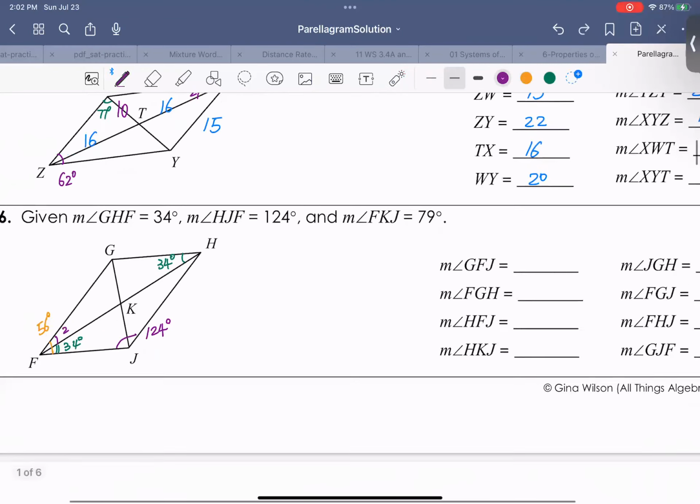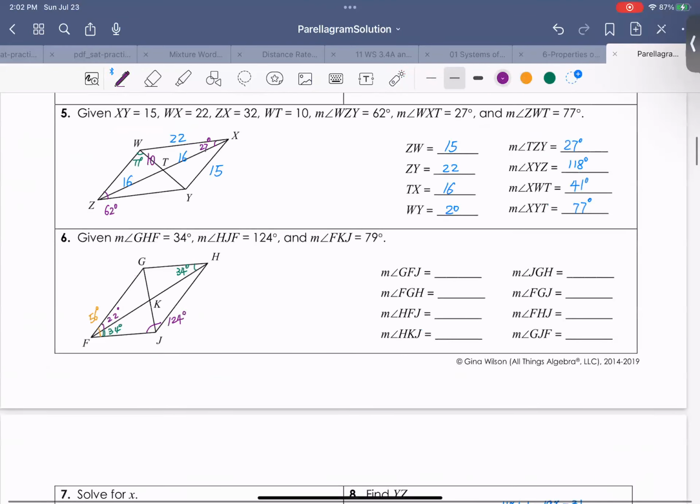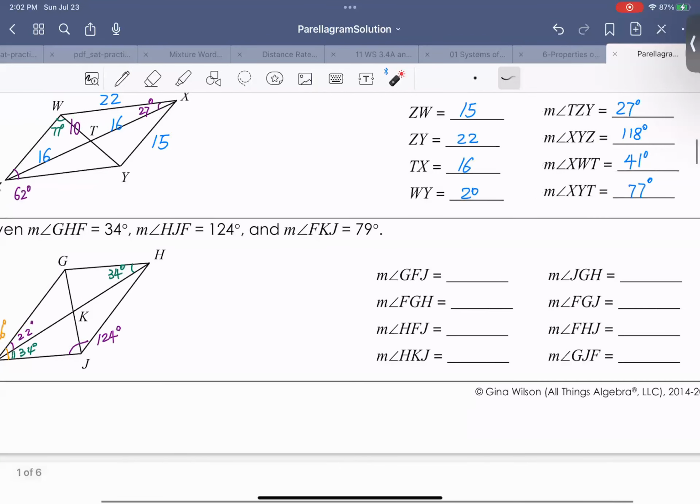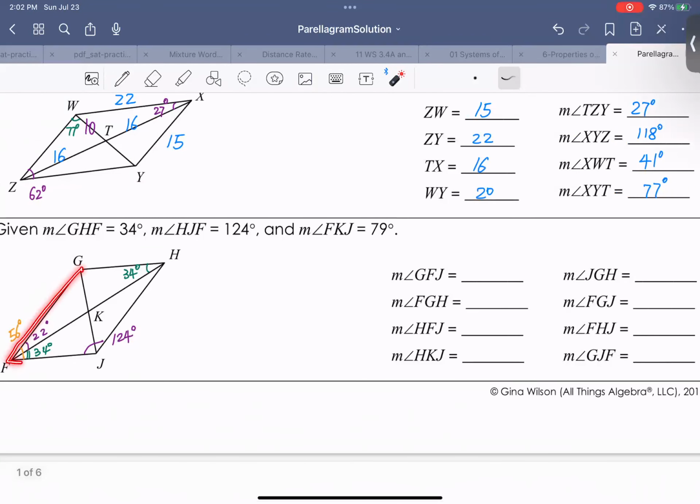Then we will be able to see how we can fill in here. The GFJ is 56. So we will fill in here to be 56 degrees. And then FGH will be 124. Yes, opposite angles equal. So this is 124. And then next one, HFJ, we already have it, which is 34, right?